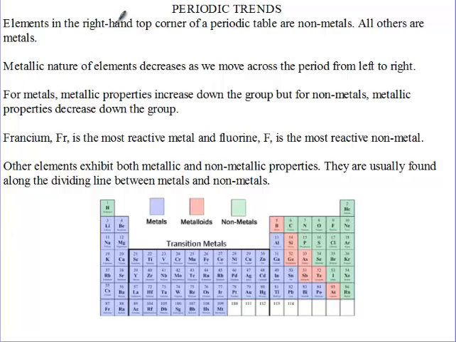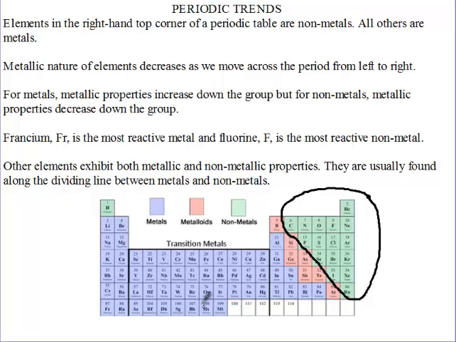Elements in the right-hand top corner of the periodic table are nonmetals. So when we say that, we are talking about the elements over here, the right-hand top corner of the periodic table. They are what we call the non-metals.